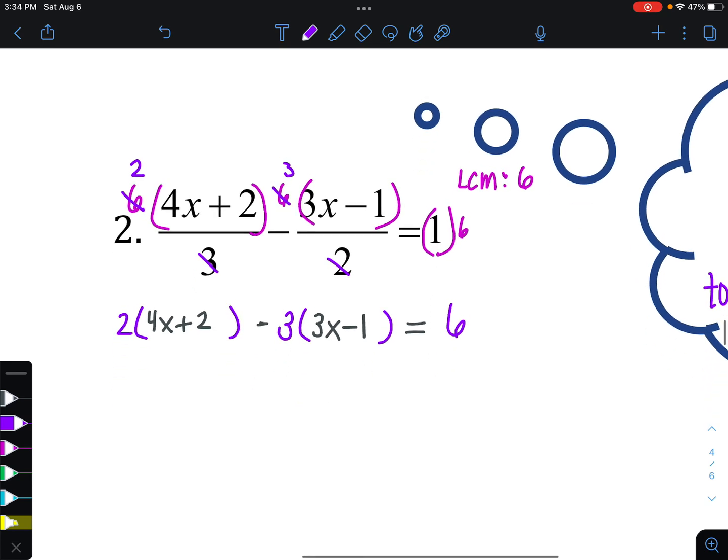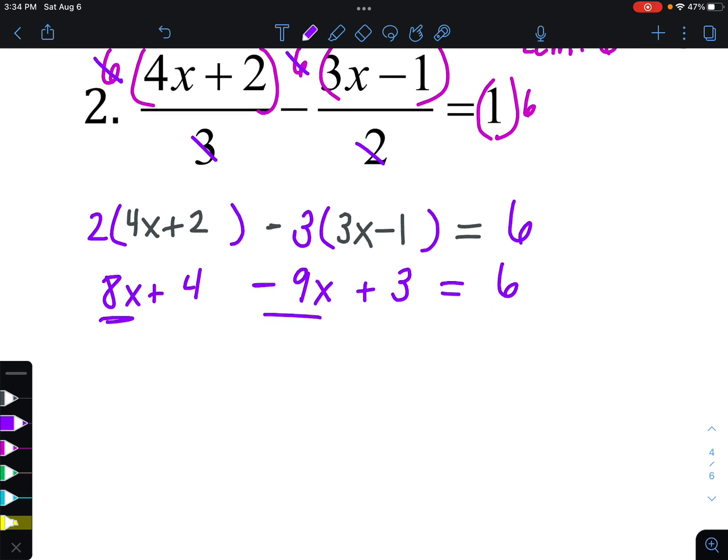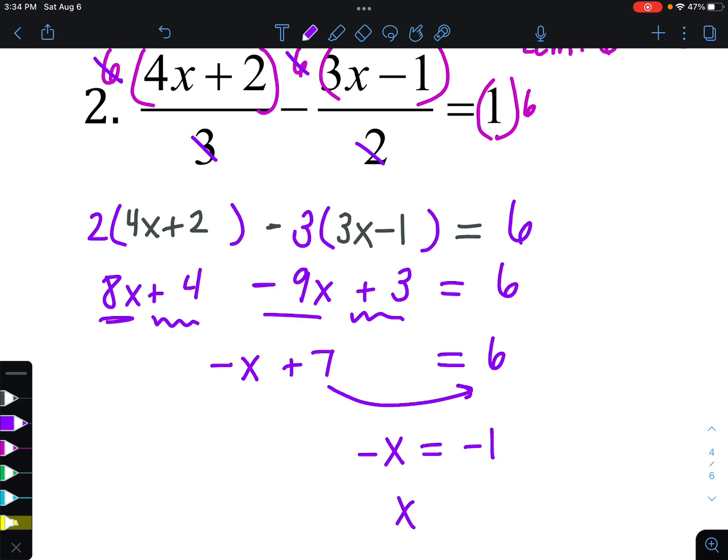Right? So now we're again transforming this rational equation with all these messy fractions to a much easier linear equation that we can solve by distributing the 2, so 8x plus 4, distributing that negative 3, so negative 9x plus 3 equals 6. Combining like terms, 8x minus 9x is negative x. 4 plus 3 is positive 7 equals 6. Now we can start moving, so I'll move that 7 over, so I have negative x equals negative 1, so x equals positive 1. Nice.